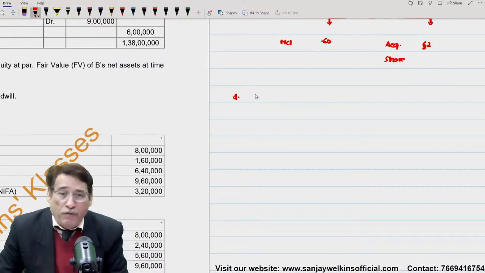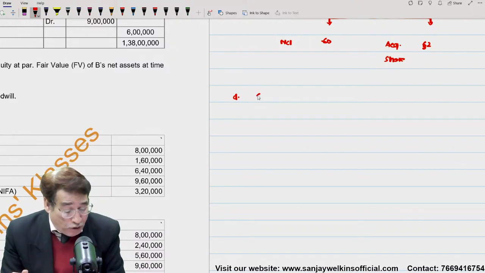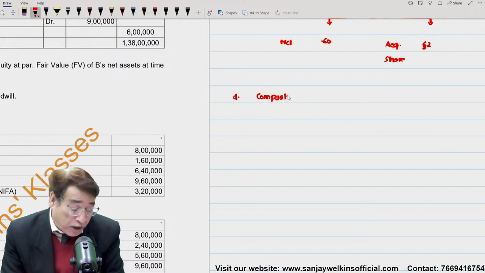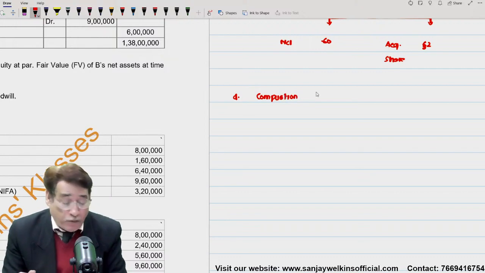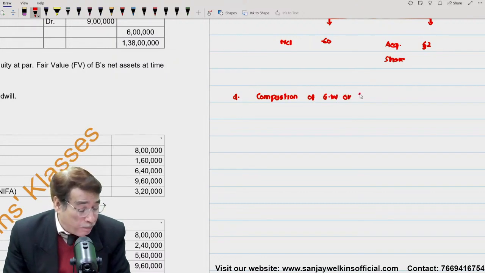Now we come across the next point. The next point deals with computation of goodwill or gain on bargain purchase. The standard says that on the date of acquisition, the acquirer company must compute goodwill or gain on bargain purchase.